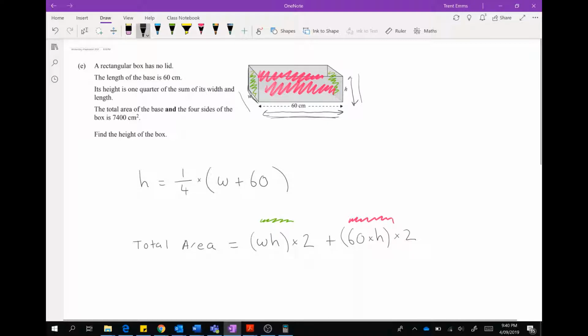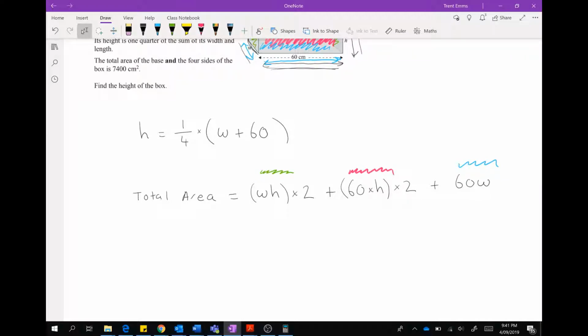And the last area we'll make blue, which is the bottom of the thing. The base is 60 and the height of this base is the width W. So we're going to add the blue area, which is, and remember there's only one of these ones, we don't have to double it, it's just the base, 60 lots of W. So that's the total area in terms of our width and height of the box.